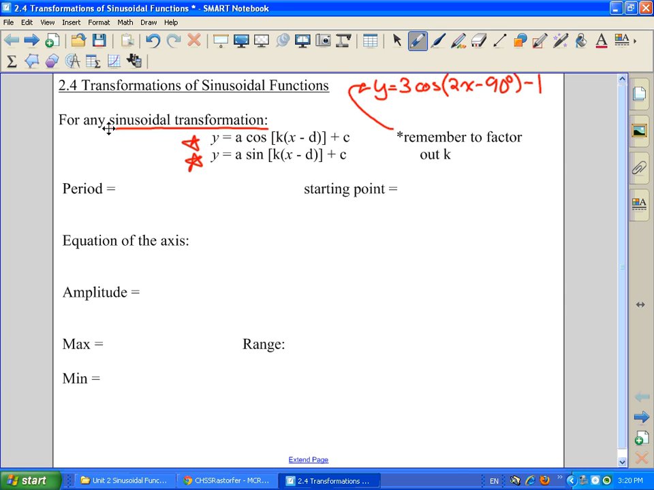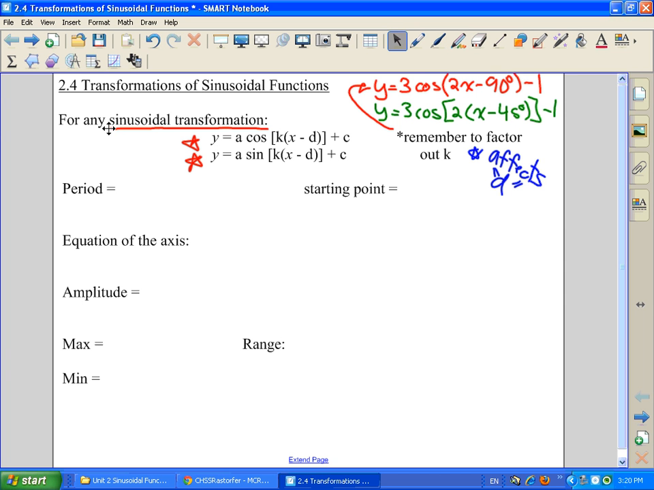It is 2, but it is not factored out from the d. So what you need to do is factor that out. So you're going to have 2 times x minus, and d becomes 45, subtract 1. You need to remember to always factor out k, just in case it's not factored out already. And again, that will affect d if you don't have that done correctly. So make sure that you take a look to factor that out.